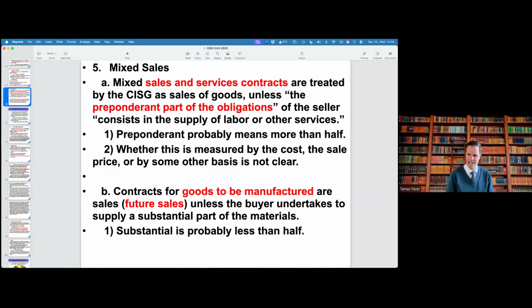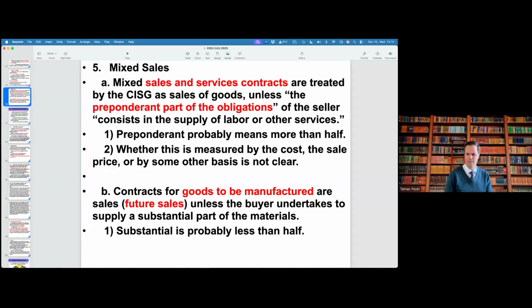Do we care about the value? So from the 3.6 million US dollars in my example, should we calculate the actual market value of the machine itself? And if it's more than half, then it's a CISG contract. If it's less than half, it's not a sales contract in the sense of the CISG. We don't know anything about that, and the sad reality is that the courts in the 97 jurisdictions basically use very different concepts, very different approaches on how they determine and how they interpret preponderant.